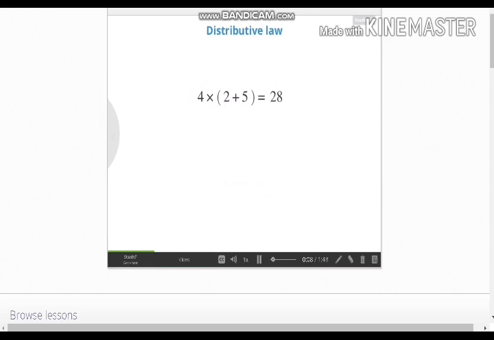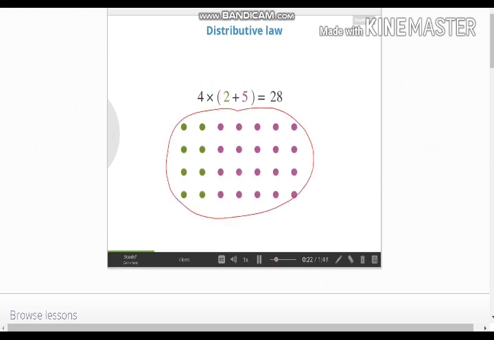Let's look at this expression using dots. First, you added 2 and 5, so here are 2 green dots and 5 purple dots. Then you multiplied by 4, meaning you have 4 groups of these dots. So the total number of dots here is 4 times 7, or 28.